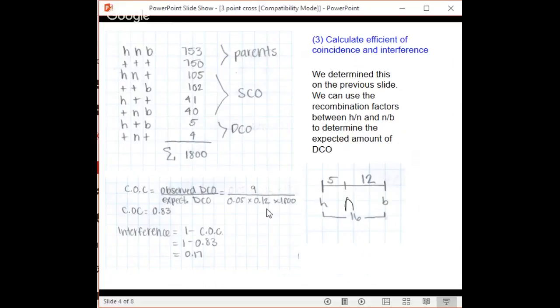And then to get our expected number of double crossovers, we just take these recombination frequencies and multiply them by each other, and then multiply them by our total number of progeny. That's our expected amount of double crossovers. Whenever we calculate that, we come up with a coefficient of coincidence of 0.83. And to find our interference, all we have to do is do 1 minus the coefficient of coincidence, and that gives us 0.17, so 17% interference for this data set.